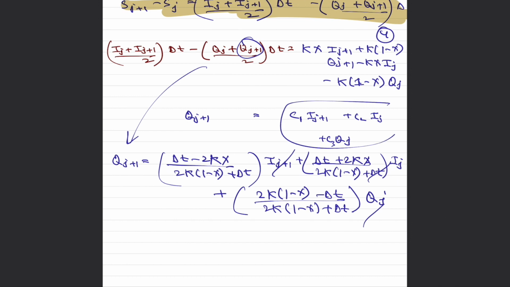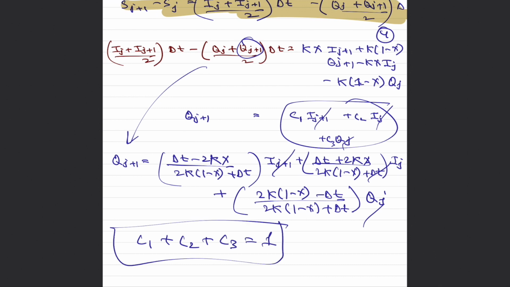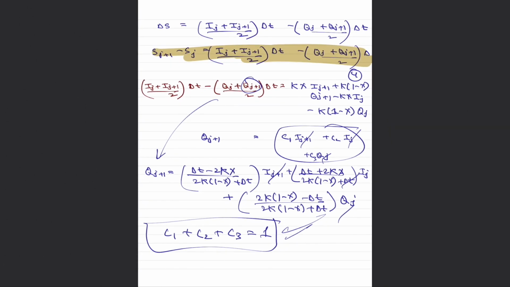And hence we can say that this is just the linear combination of Ij+1, Ij and Qj. Another interesting thing you would notice is that C1 plus C2 plus C3 would always be equal to 1. So whenever you determine these coefficients, you can apply this secondary check. If this sanity check is passed, that would mean your formulation or calculations are right. Now let us try to solve an example and understand what's going on here.